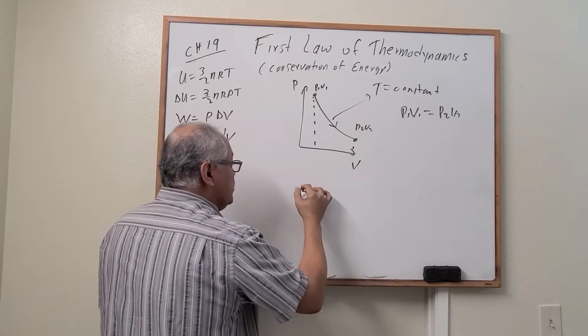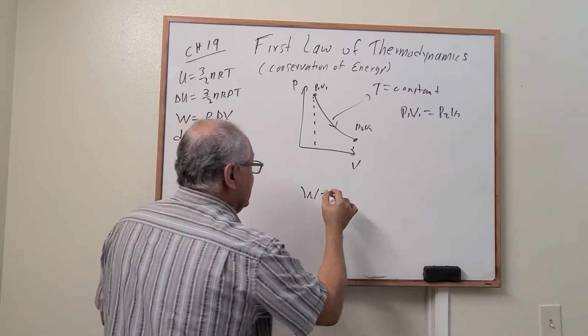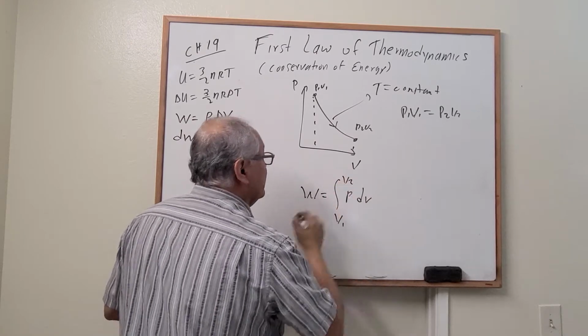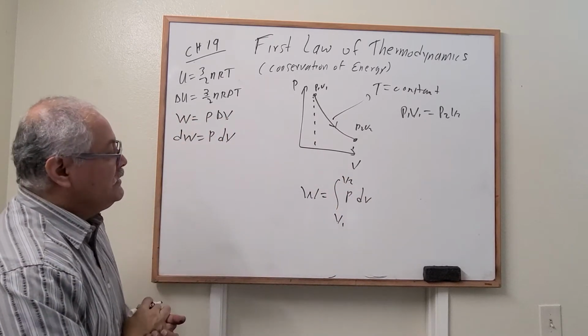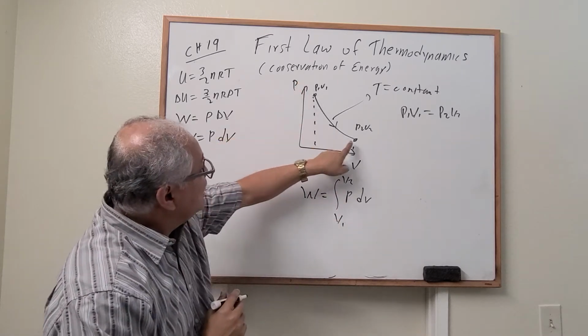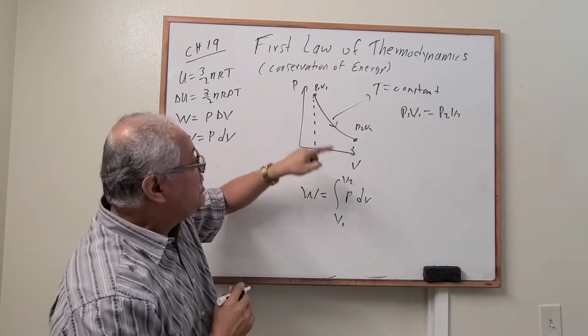Okay, let's do it. So work is equal to, let's use this part, correct? The integral of pressure dV from V1 to V2, correct? But this pressure is not constant. You can see in this isotherm, pressure changes, right? The same thing as volume. How are these two quantities related?